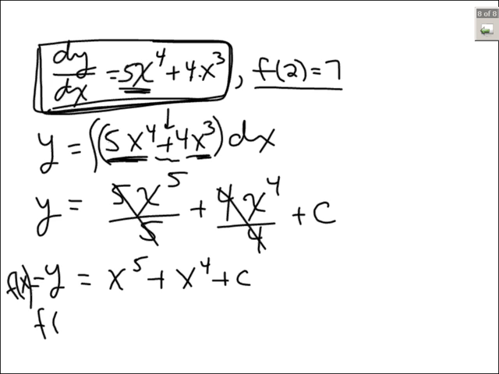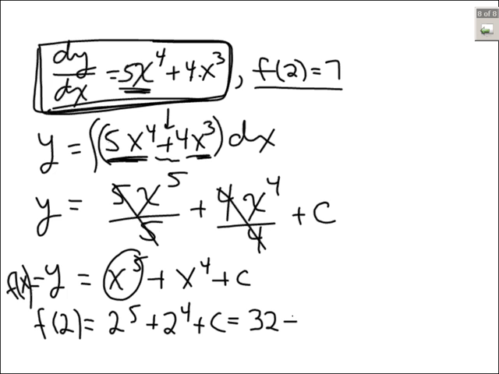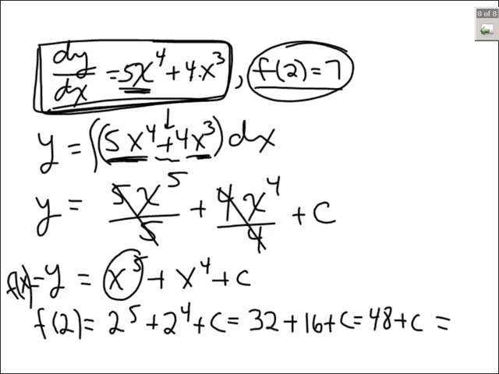So f of 2, on one hand, is 2 to the fifth plus 2 to the 4th plus c. 2 to the fifth is 32 plus 2 to the 4th is 16 plus c. That is, it's 48 plus c on one hand. On the other hand, we're told that f of 2 is 7. So bringing the 48 to the other side, we will learn that c is equal to negative 41.